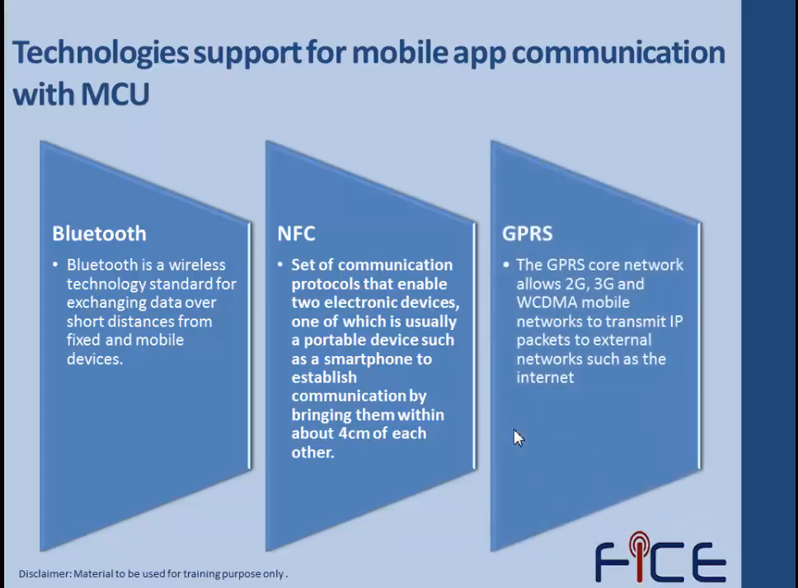Coming to GPRS, GPRS is General Packet Radio Service. GPRS is a core network that allows 2G, 3G and WCDMA mobile networks to transmit IP packets to external networks such as the internet. And GPRS can be used in applications like cell phones, mobile to mobile communications, smart meters and asset tracking.